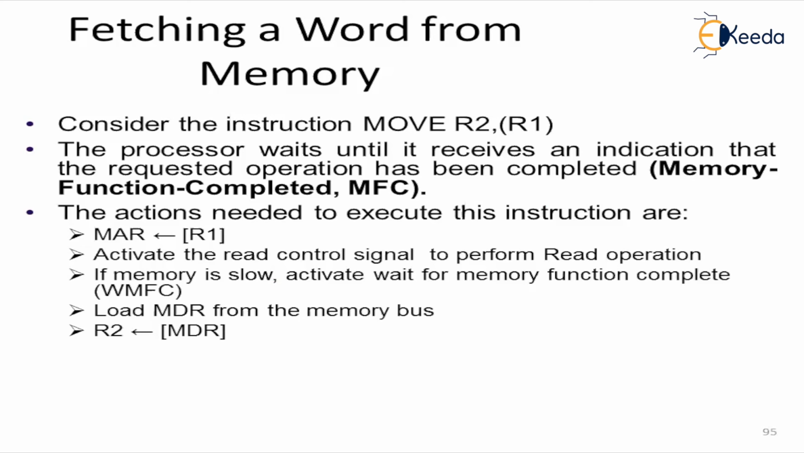And again, then load the memory data register from the memory bus. Why do you need to load the data from the memory bus? Because we are aware that the contents of the operand are getting stored in the data bus. So you need to load MDR from the memory bus. And again, R2 is indirectly linked with the MDR. So you will be loading the contents of MDR, that is the memory data register, into R2.